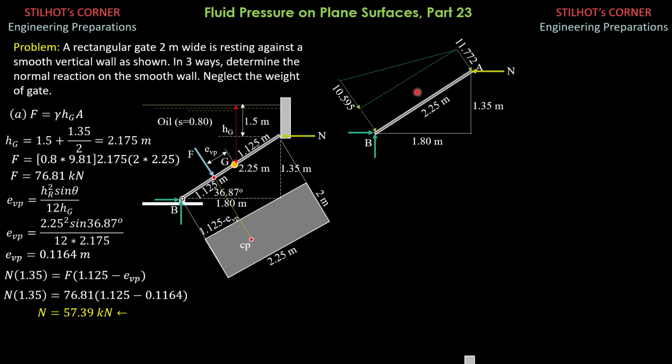We then have FR and FT and the location of their lines of action from the pin. This is half of 2.25, 1.125, and this is 1/3 of 2.25 for FT. It is 0.75 as shown. So our working equation would be N times 1.35 equals FR times 1.125 plus FT times 0.75.